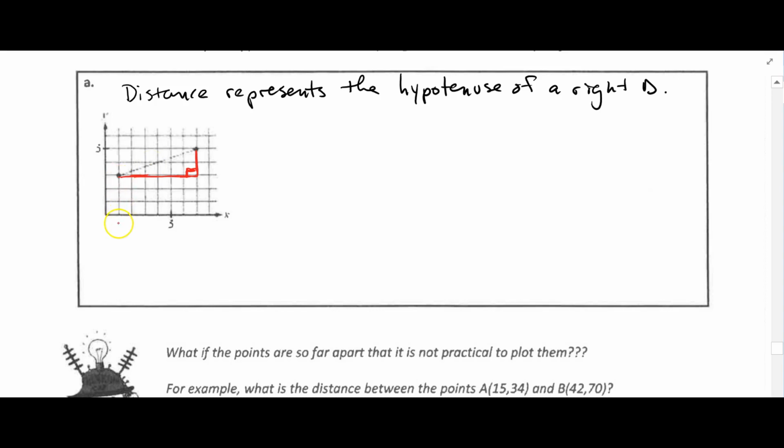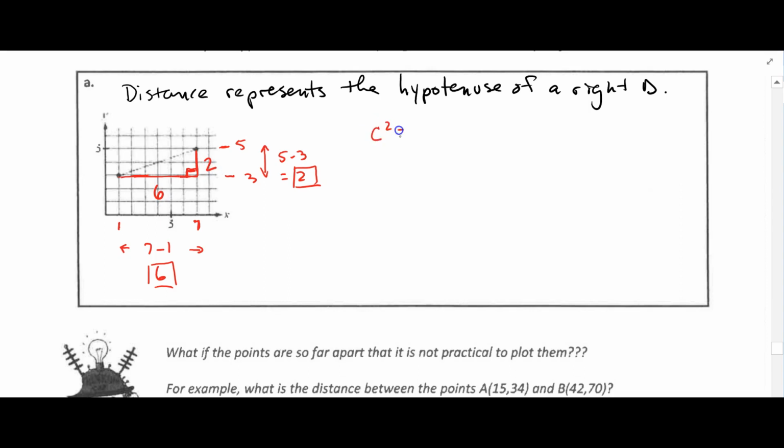So I know this point here is 1, and this point here is 7. So the distance between these is going to be 7 minus 1, or 6. And then this is 5, and this is 3, just counting up here. So the distance between these is going to be 5 minus 3, which is 2. So in my right triangle, I have a side of 6 and a side of 2.